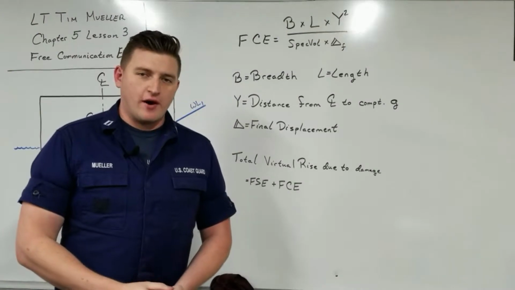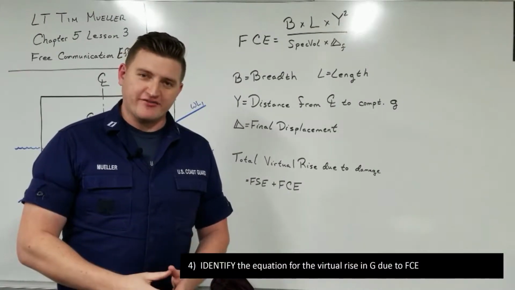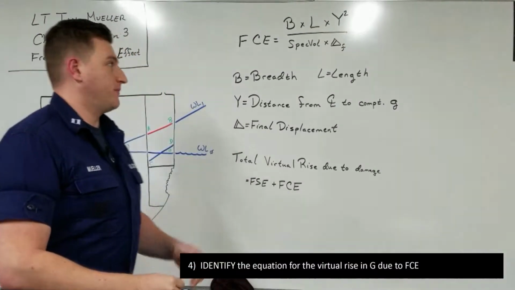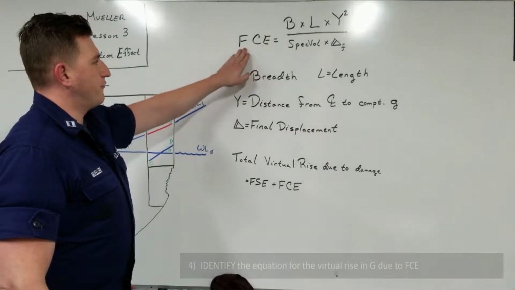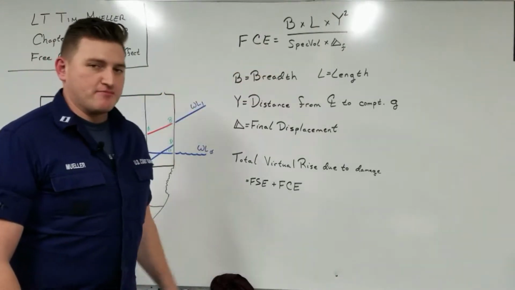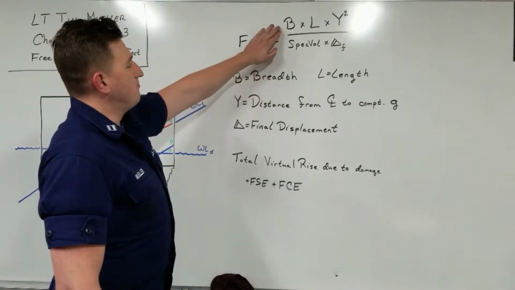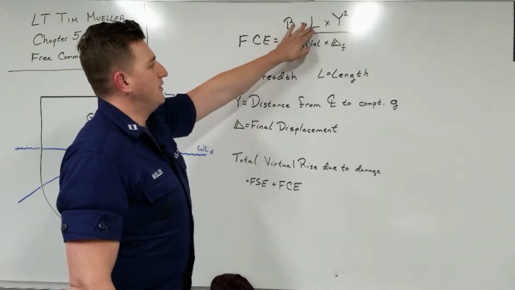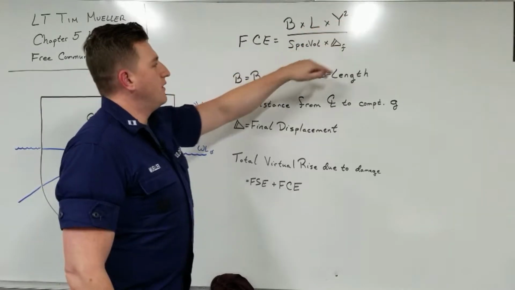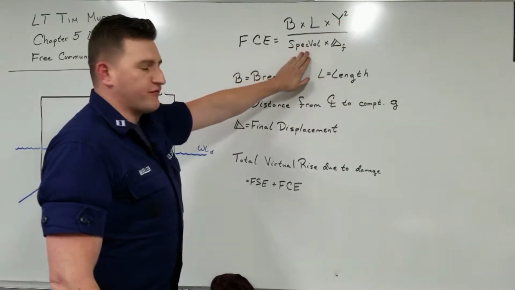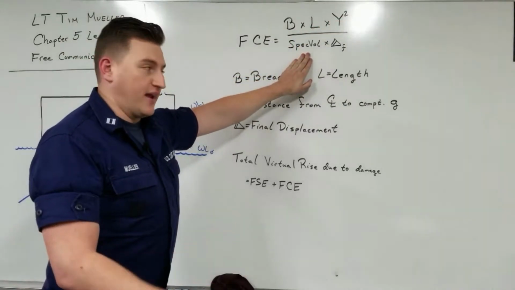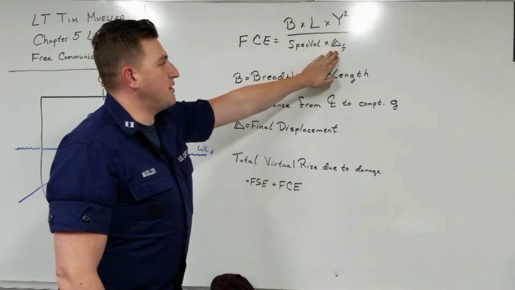Now that we've gotten the requirements for free communication effect out of the way, here's the formula for it. FCE, free communication effect, measured in feet, linear length, just like free surface effect, equals B times L times Y squared divided by the specific volume of the liquid coming into the tank times the final displacement.